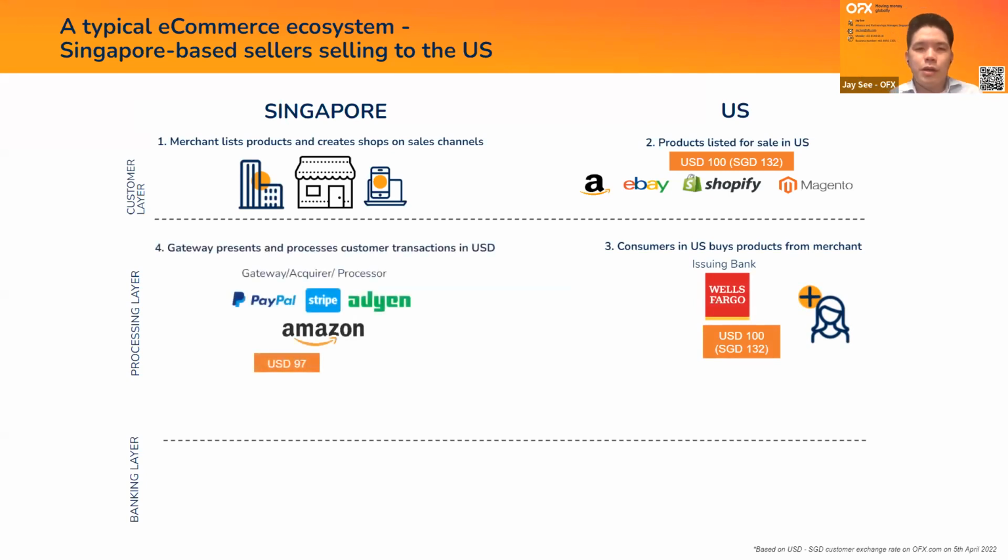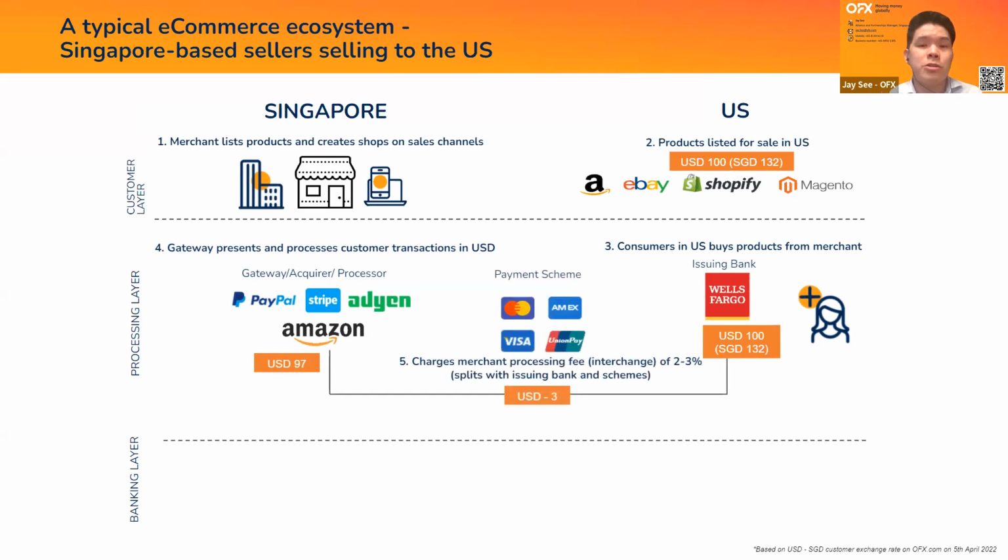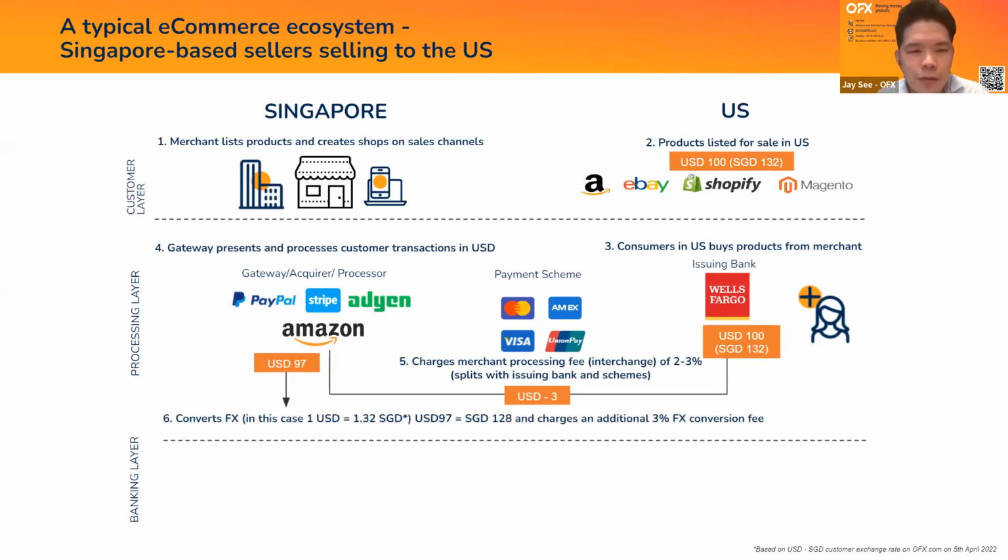The next step, a payment gateway will be involved, and that payment gateway will accept payment, but have their own fee involved, which is at the next step, and that is known as interchange. So of that 100 USD that a consumer has paid, that payment gateway will then deduct, let's just say 3% here, okay? So there's $97 left from that transaction. And once that conversion takes place, 97 USD will be converted, and there is also an additional 3% FX conversion fee.